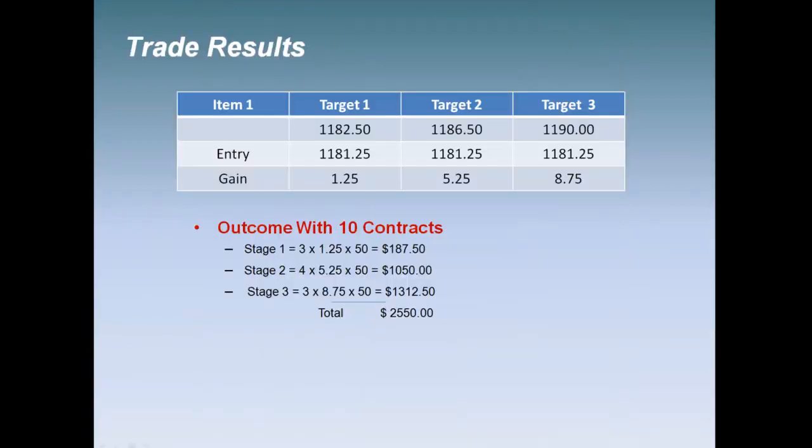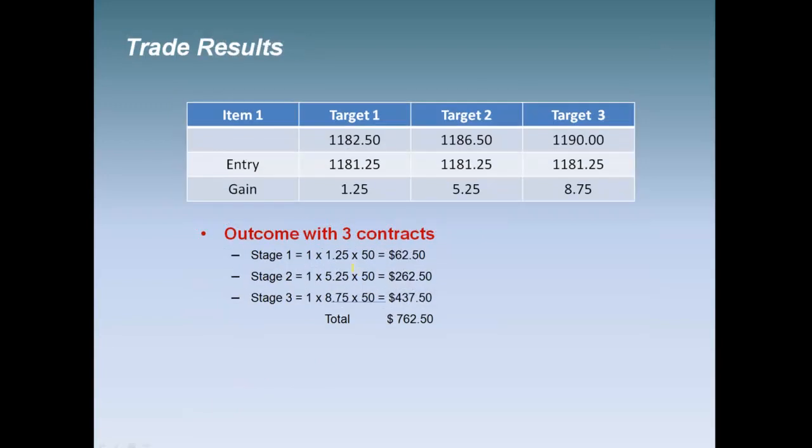And here were the trade results from this particular trade. If I had started out with 10 contracts, this would have been the outcome as I hit each of my targets. Stage 1 would have given me 187, then 1050, 1250, a total of 2,250 for the day. If I had only started with 3 contracts instead of 10, at stage 1, I would have gotten $62, $262 at stage 2, and stage 3, $437, a total of $762 for the day.